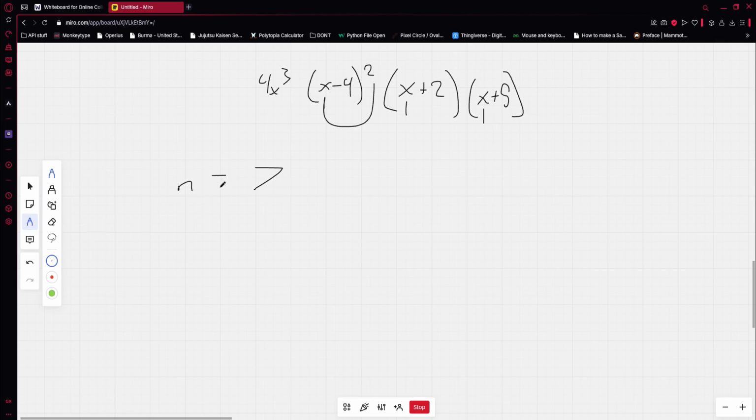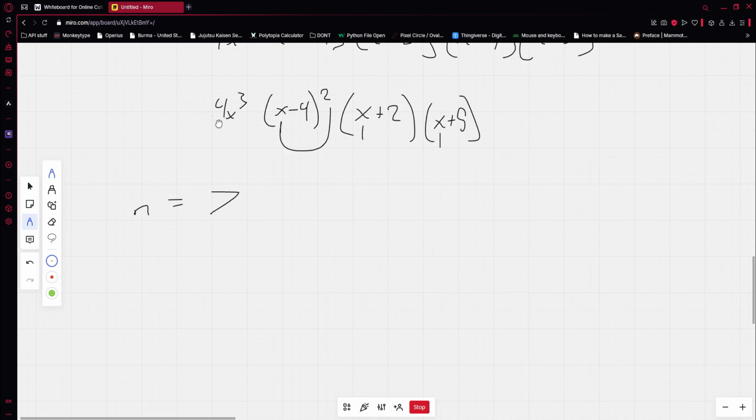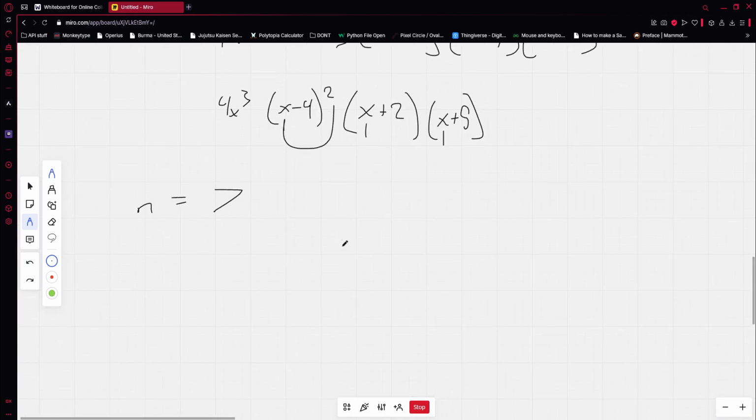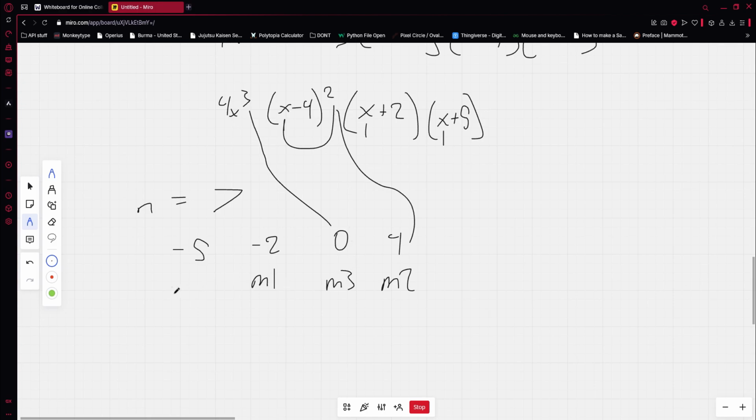Okay, so n equals 7. That's the degree of the expression. Now for the zeros. Obviously, 0 is a zero because of this right here. So we have 0. We have negative 2. We have 4, and we have negative 5. And these are our zeros. So we have multiplicity 3, 1, 2, because that right there, and 1.